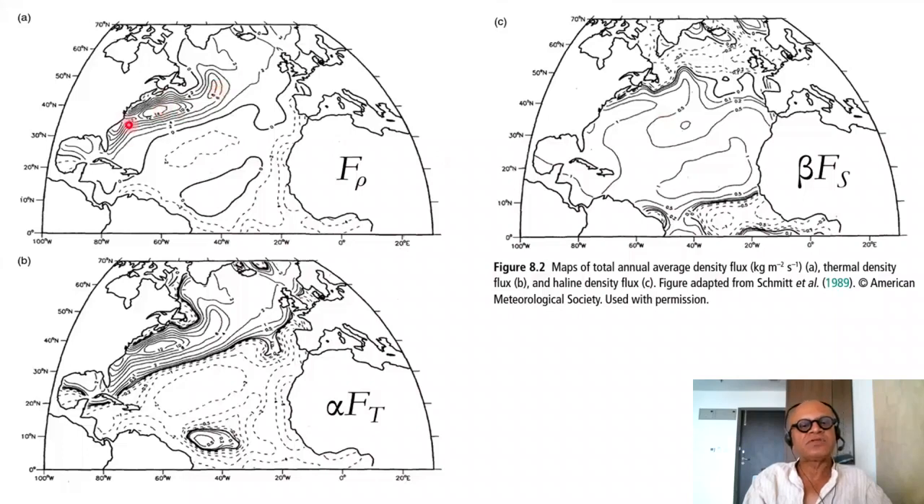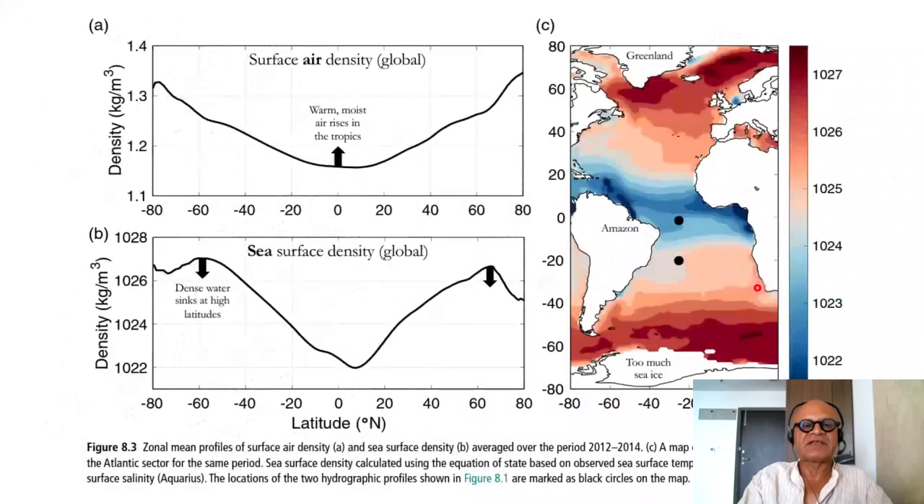So there is water getting heavier in these regions, which makes sense because this is the region where we are forming the North Atlantic deep water. Okay, so just make sure you get the sense of the temperature flux, salinity flux, and the net density flux in kilograms per meter squared per second. We'll come back and look at what this means in terms of thermohaline circulation.